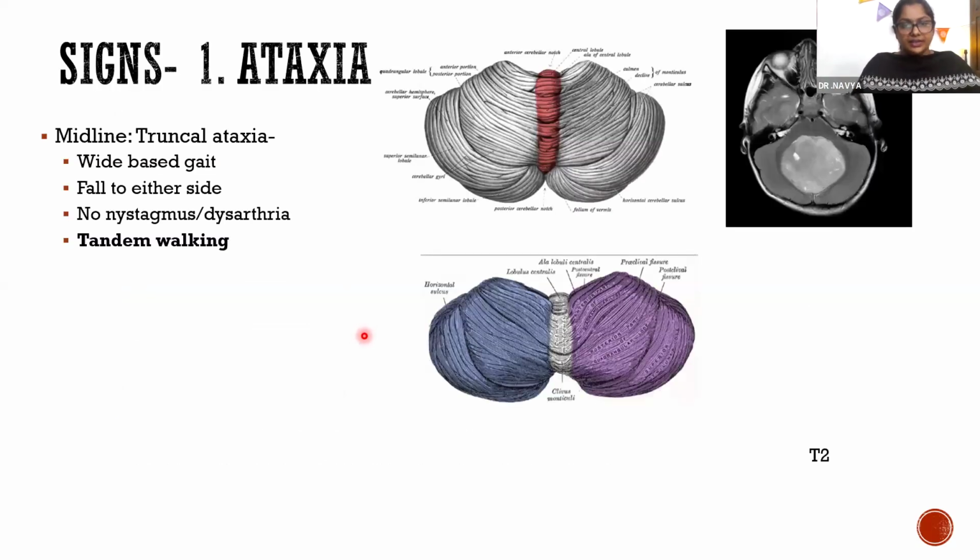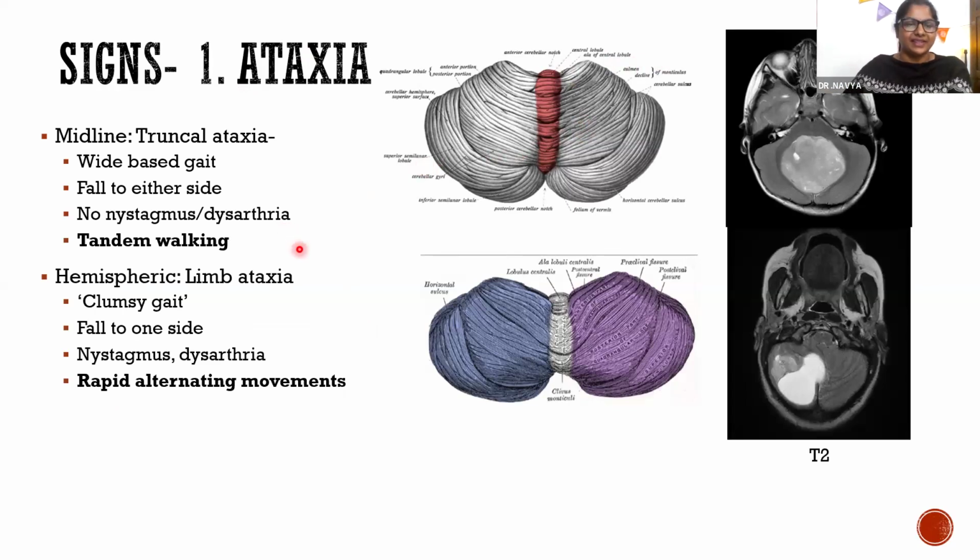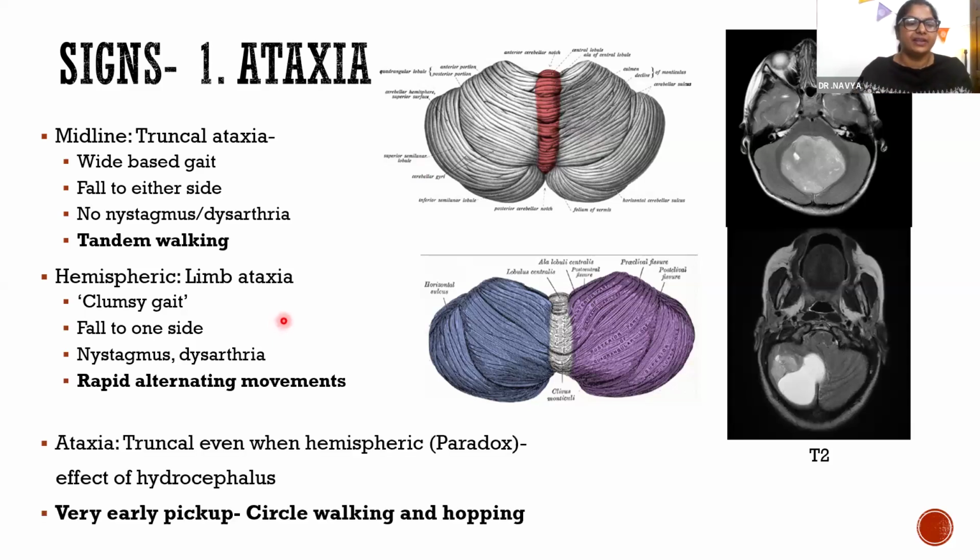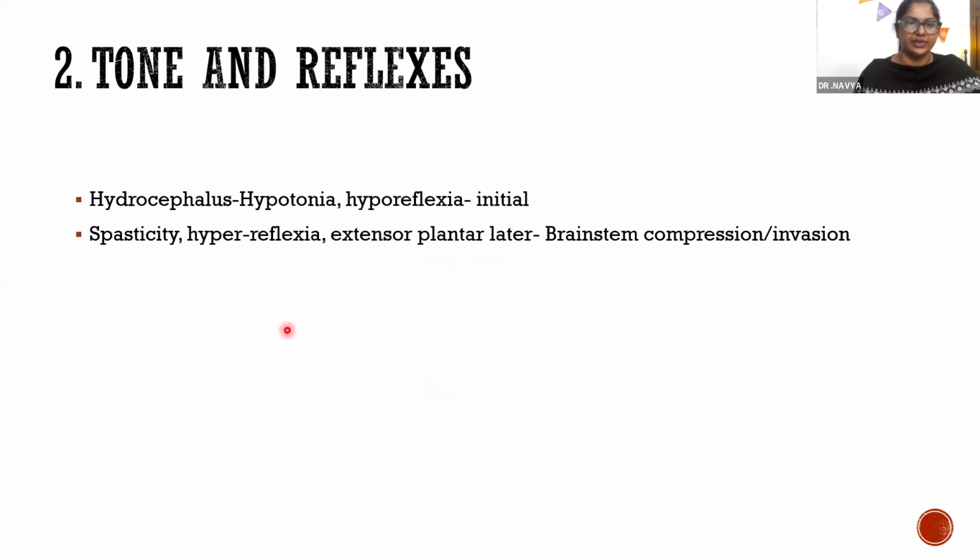So with regard to ataxia, yes, if it's a midline tumor, then the child would come with a wide-based gait, fall to either side, and there is a tandem walk. But if there is limb ataxia, with a fall to only one side, then I would think the lesion is in the hemisphere. There are rapid alternating movements happening there. Truncal ataxia, even when it is hemispheric, can happen, but that's because of the hydrocephalus. So very early pickup is in the form of hopping and circle-type walking with which the child presents. And tone, yes, you are aware.